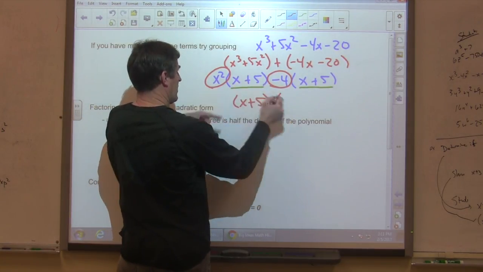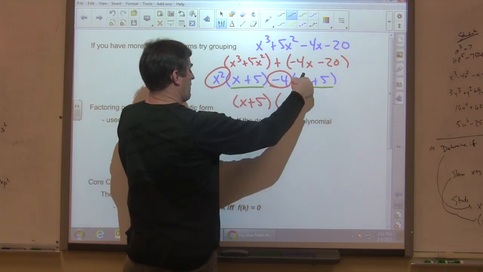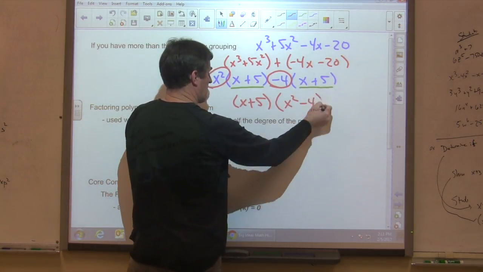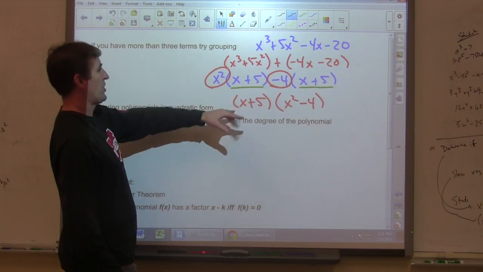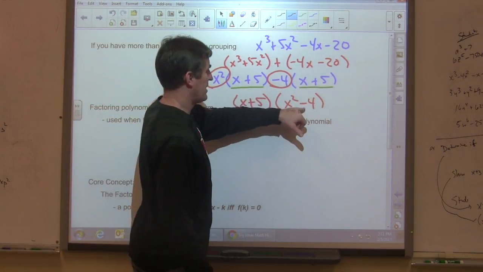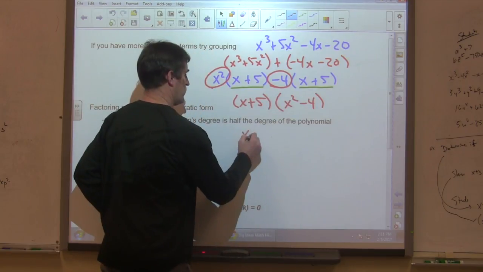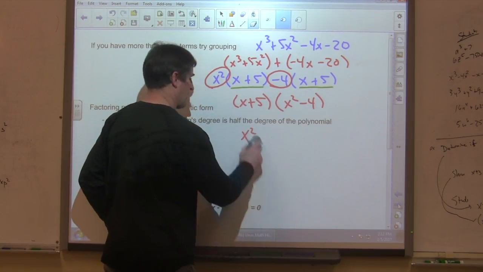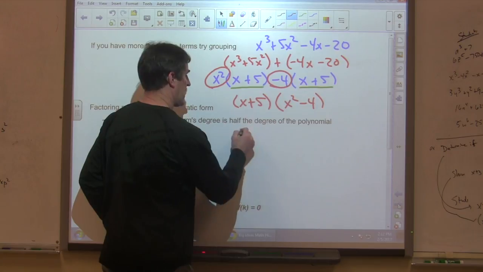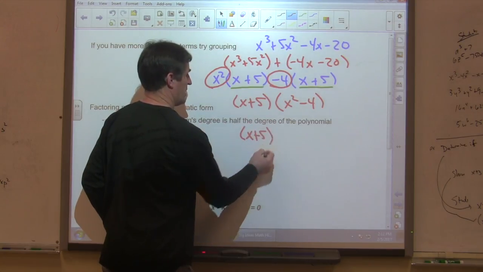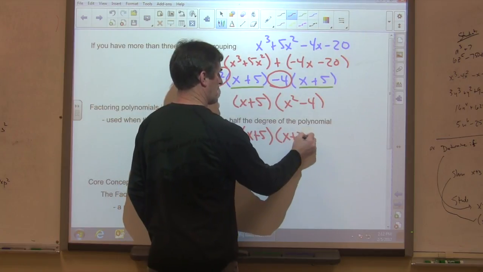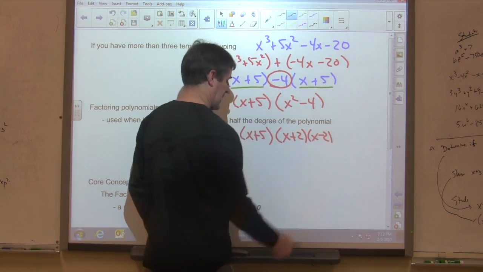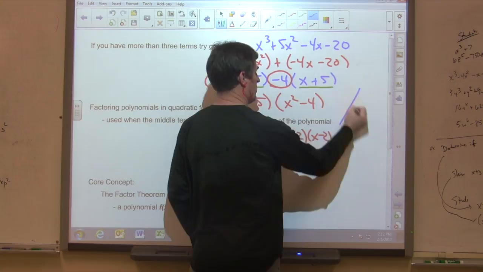So to get from here to here, I need an x squared, and to get from here to there, I need the minus 4. And then what you always have to do is make sure that you factor completely. This x squared minus 4, again, anytime you have an x squared, you should check and see, can I factor that further? In this case, that's the difference of two squares, so that factors into x plus 2, x minus 2. Again, if you can't remember that, you can do the x method.